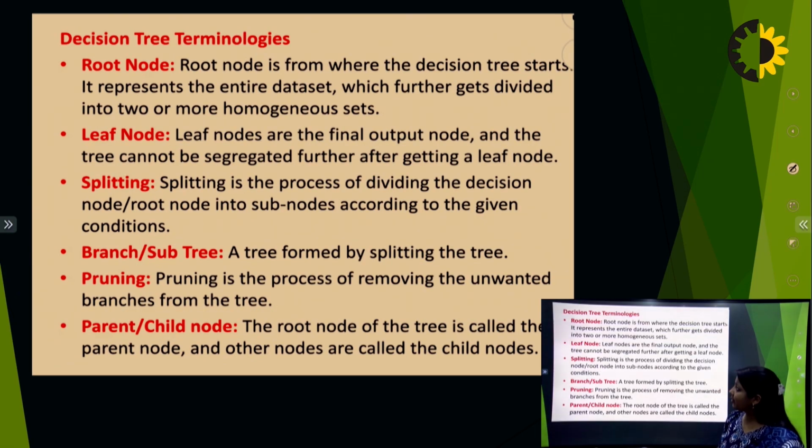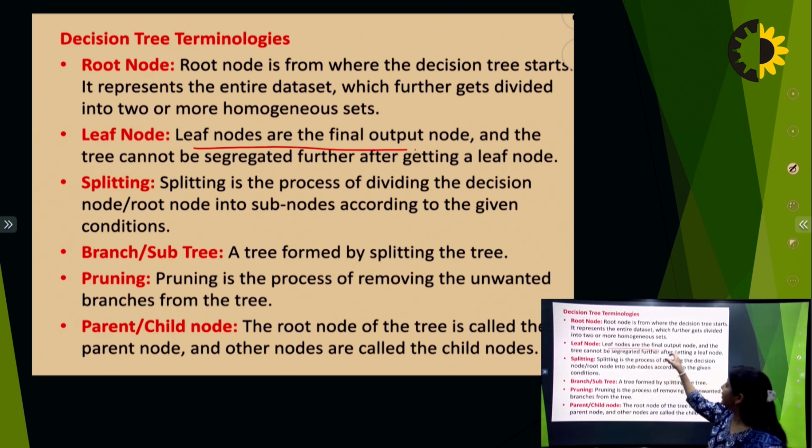So what is the terminology here? First is the root node. Root node means where the decision tree starts, and it represents the entire data set. Actually the root node contains the entire data set value. By the root node we can traverse the entire data set.